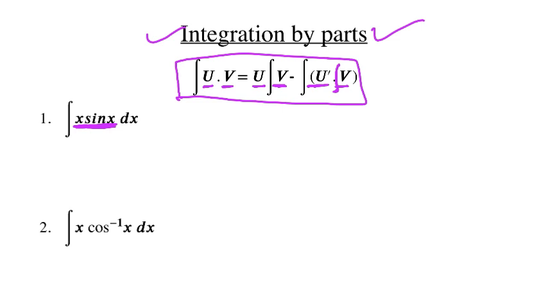Now clearly observe that it is a product of x, which is an algebraic function, and sin x, which is a trigonometric function. Now it is a catch for us to decide which function should be named as the first function and which function should be taken as the second function. Does it matter or does it not matter?